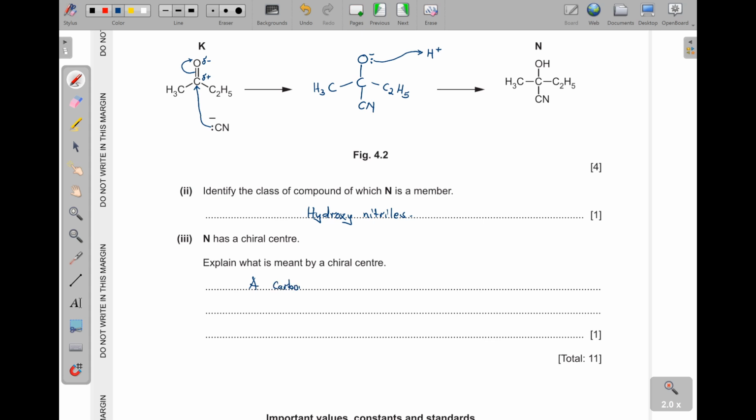A carbon atom with 4 different groups attached to it.